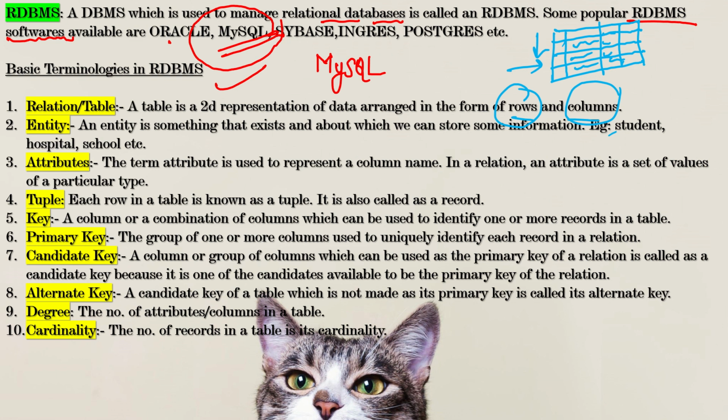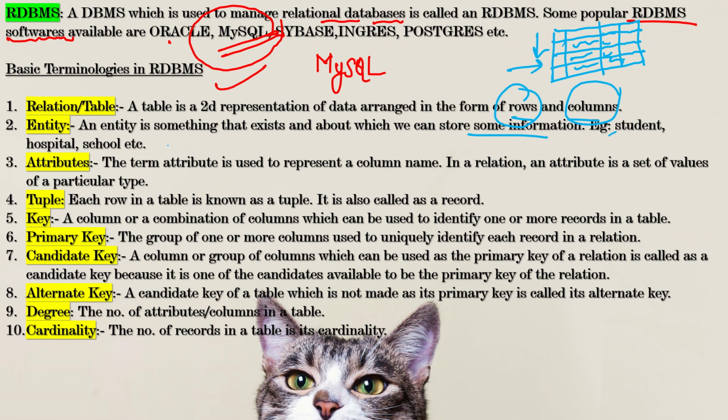If I take school, different schools have their school name, school number, school location. So, I can store some information. So, anything that is existing and about which we can store some information is an entity. This is an example: student, hospital, school, etc.